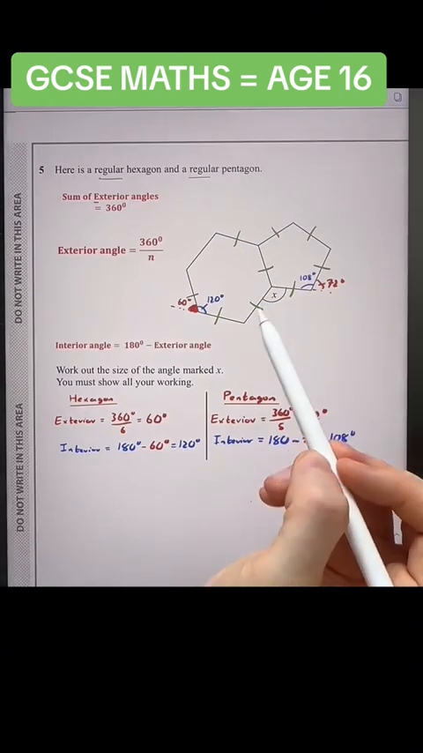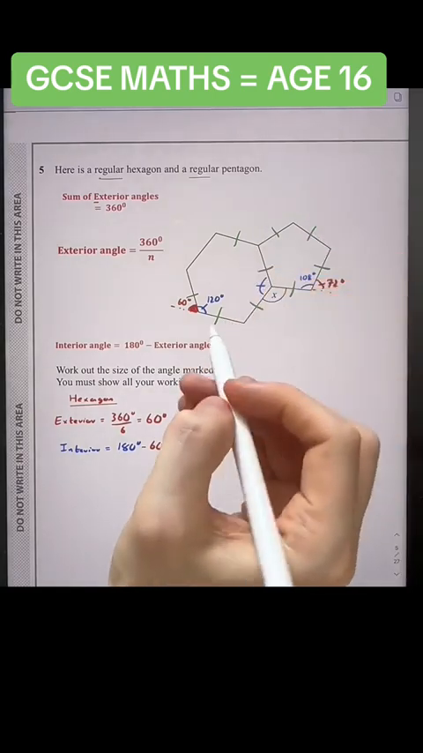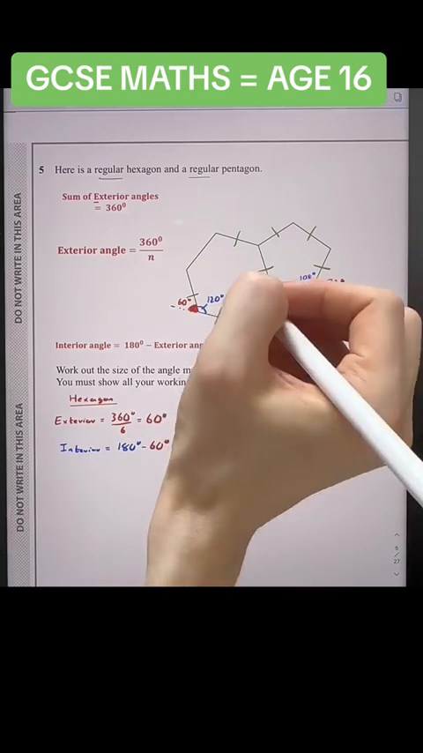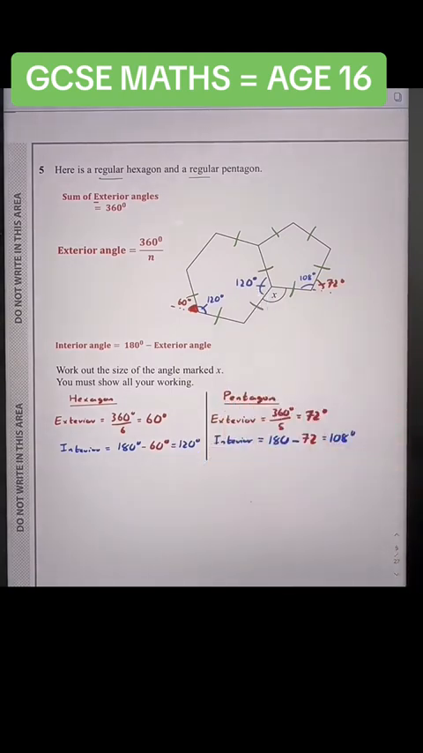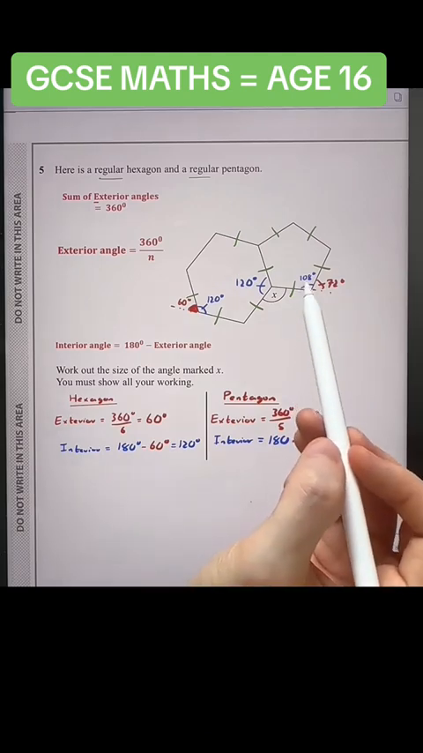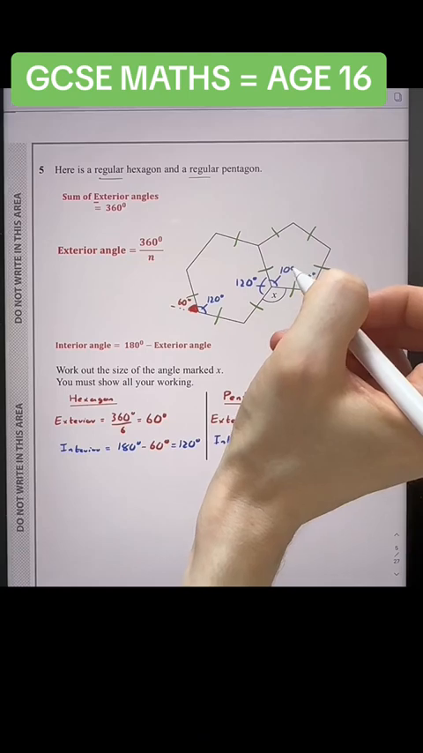As I want to work out the size of angle X, on the left-hand side here, I have a regular hexagon. As I know all the interior angles are the same, I worked out earlier that the interior angle of a regular hexagon is 120, hence that will also be 120 degrees. On the right-hand side here, I have a regular pentagon. And again, I worked out earlier that the size of an interior angle of a regular pentagon is 108 degrees. As it's regular, it means all the angles are the same. So this is also going to be 108 degrees.